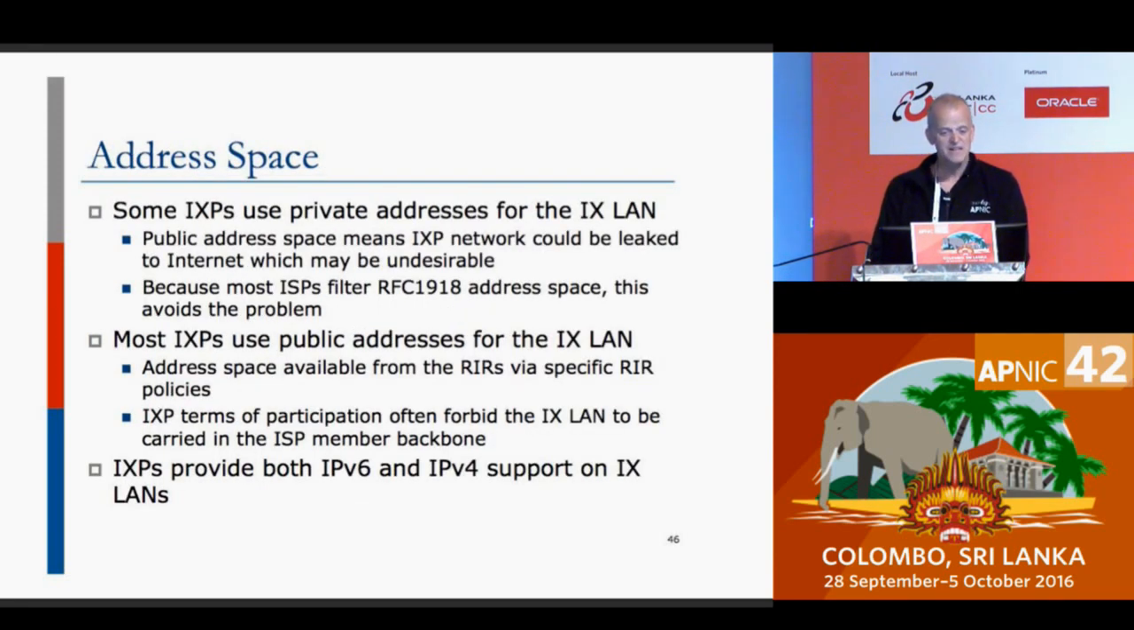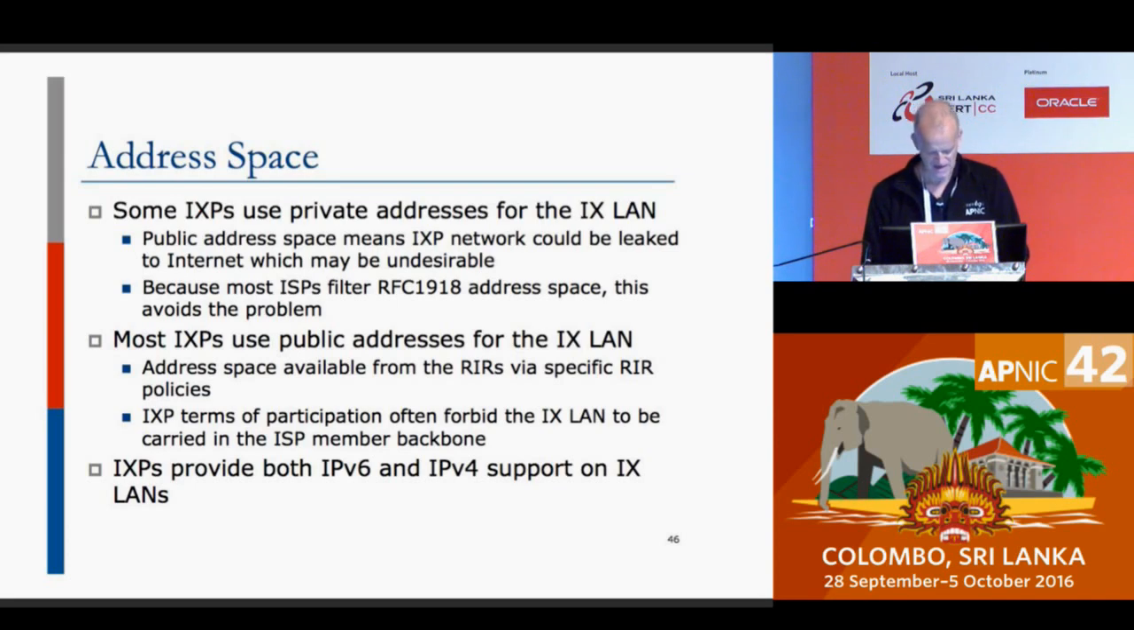Address space. As I said before, some folks use private address space for the exchange point LAN because they worry that the members might leak the LAN address space out to the internet. Well, I don't really like that. There's plenty of address space. APNIC certainly has a policy that an exchange point can get v4 and v6 for the physical exchange point itself, so make use of that policy. But most of the IXs I know use public addresses for the LANs. And of course, providing both v6 and v4 should be just standard.